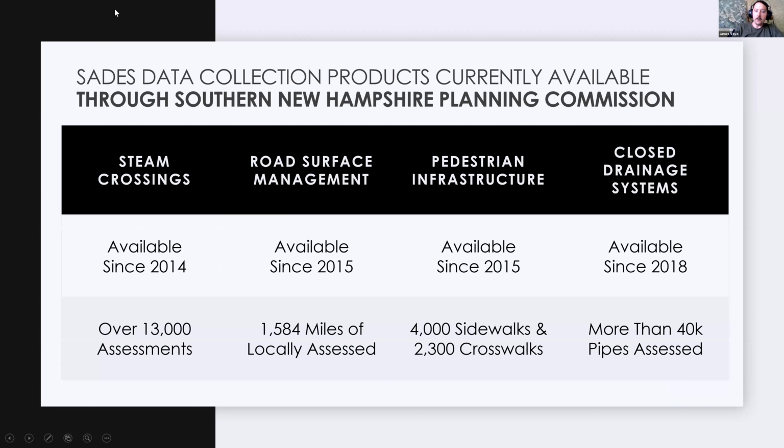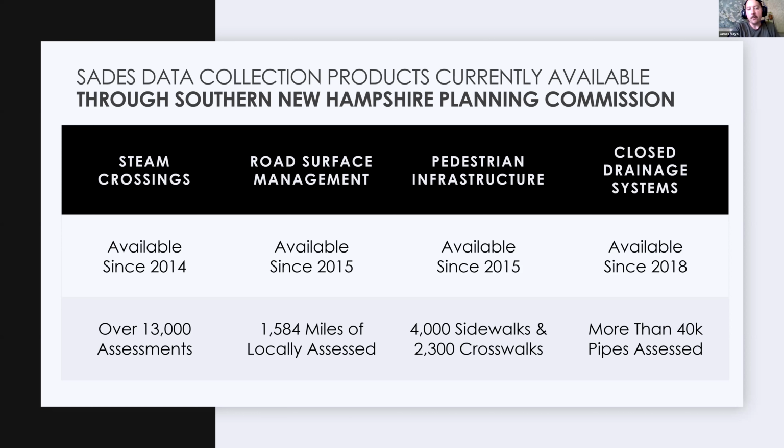All right, so the programs where SAIDS data can be collected by Regional Planning Commission staff. There are 4 of them. SAIDS has other additional programs, but we, as a Regional Planning Commission, do not get involved with those. So I'm just going to focus on the 4 that we do offer service for. The first and foremost, and the longest running one since 2014, is stream crossings. There are over 13,000 stream crossings that have been inventoried using SAIDS, and there's a really nice map, and I'll show you some of that information a little bit later.